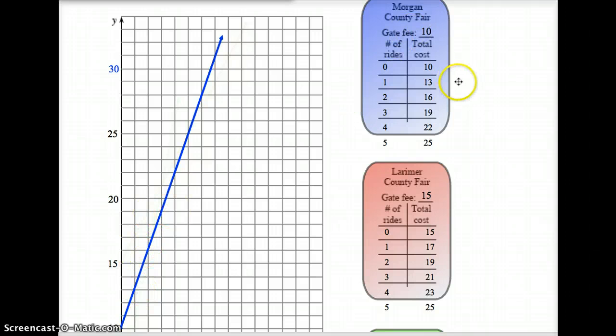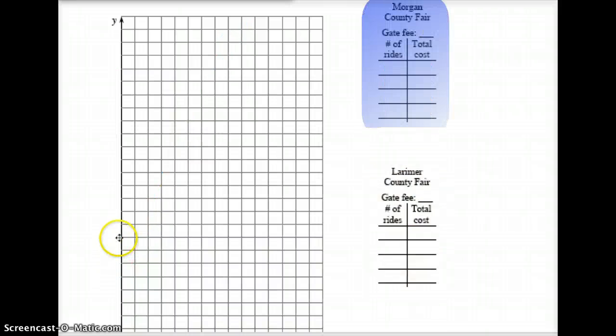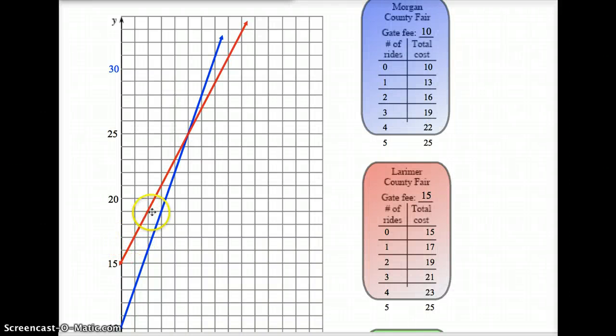You can kind of see the slope. This goes up 3, this goes up 1, up 3 more, up 1 more. So you can see where that blue line comes from. The red line costs $15 to get in right here. And then it goes up $2, so up 2 over 1. Next ride, $2 more. Next ride, $2 more. Until you can see at 5 rides right here, both of them are charging $25.